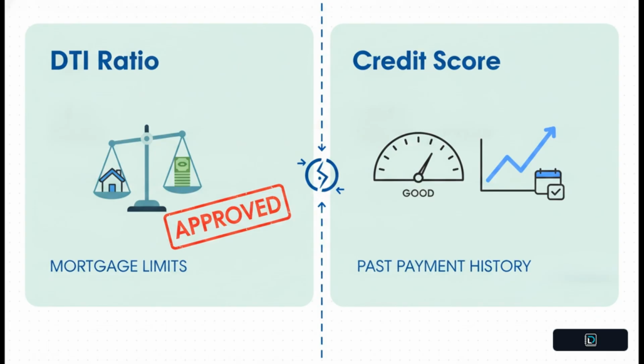Now, we absolutely have to clear up a massive misconception right now. A ton of people think a high DTI ruins their credit score, or the other way around. No way. These are two totally different report cards. Your DTI ratio measures your income against your debt to see how much of a mortgage you can handle. Your credit score? That only measures your past payment history. Think about it. Your credit report literally has no idea how much money you make. So your DTI ratio does not directly impact your credit score at all.